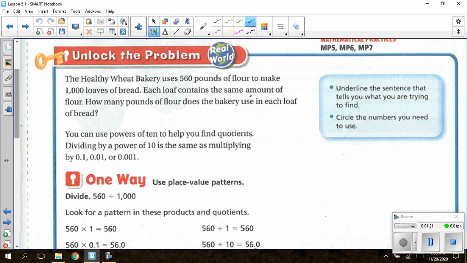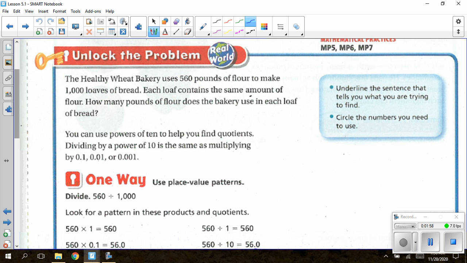So we know that we can use powers of 10 to help us find our quotients. And dividing by a power of 10 is the same as multiplying by 1/10, 1/100th, or 1/1,000th. Back in chapter 4, when we did lesson 4.1, we multiplied by increasing and decreasing powers of 10. Our increasing powers of 10 were multiplying by 10, 100, and 1,000. And when we multiplied by our decreasing powers of 10, it was multiplying by 1/10, 1/100th, or 1/1,000th, which is essentially dividing by 10, 100, or 1,000.